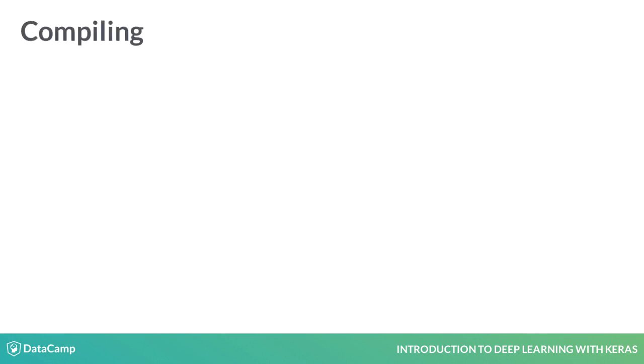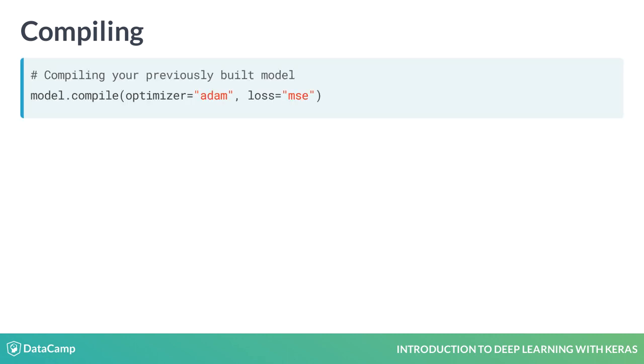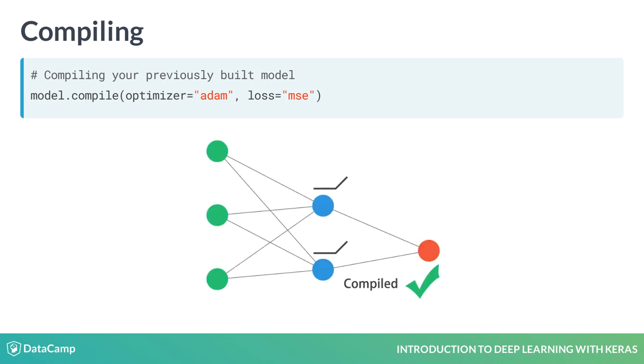A model needs to be compiled before training. We can compile our model by calling the compile method on it. The compile method receives an optimizer, which we can see as the algorithm that will be used to update our neural network weights, and a loss function, which is the function we want to minimize during training. In this case, we chose Adam as our optimizer and mean square error as our loss function. Optimizers and loss functions will be covered later on in the course, so don't worry about it for now. Compiling our model produces no output. Our model is now ready to train.